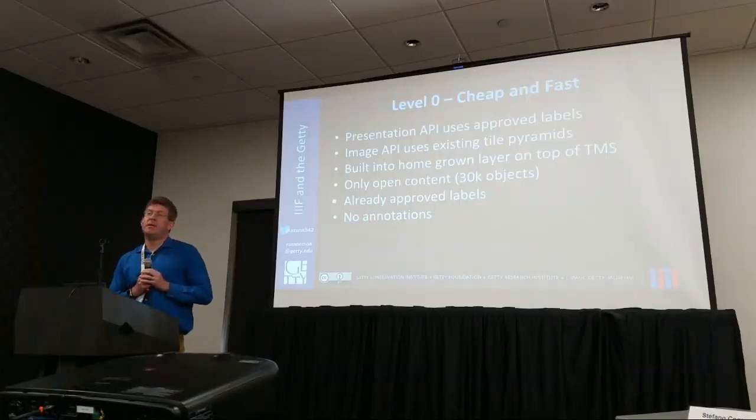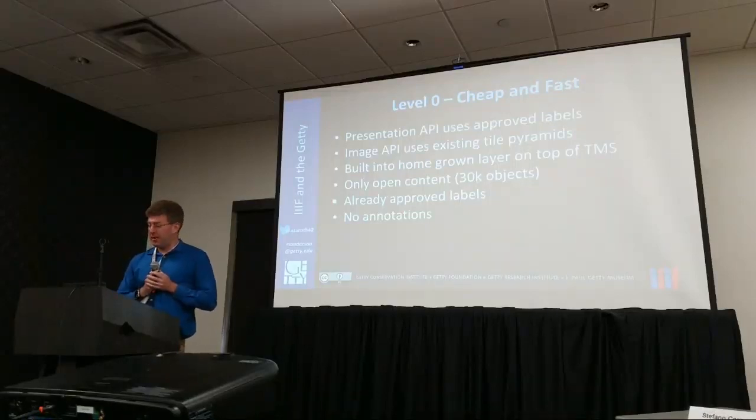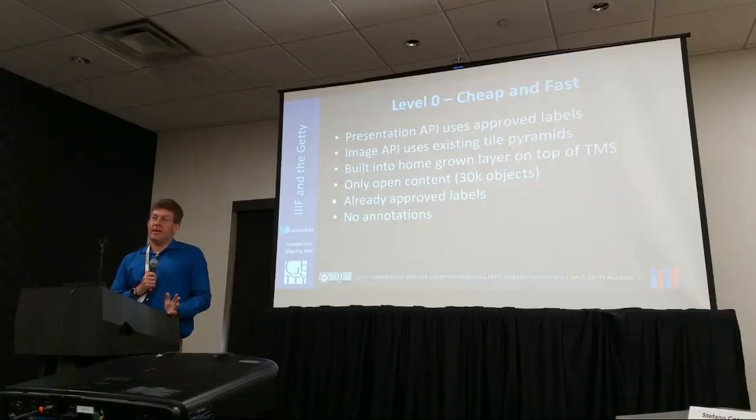Our image API implementation in the museum did not have to create any new image derivatives. We just use our existing OpenSeadragon tiles and redirect the web request through to it from the IIIF API. It's built into our homegrown layer on top of DMS that was already there. So it was really a case of maybe 3 days of work to be up and running. So when I say cheap and fast, it really was cheap and fast.